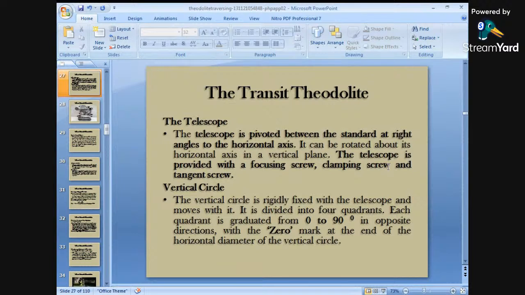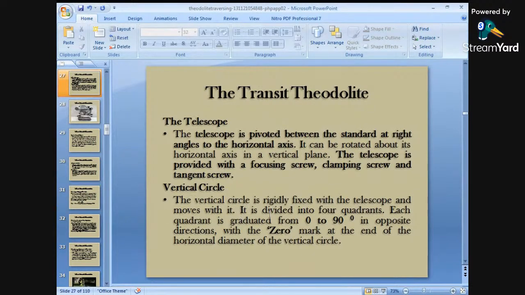Some clamping screws are provided to take accurate measurements, and some tangent screws are provided for fine, accurate measurement. After that there is a vertical circle. A vertical circle is rigidly fixed with the telescope, as it moves with it. So whenever you rotate your telescope, your vertical circle revolves along with it.